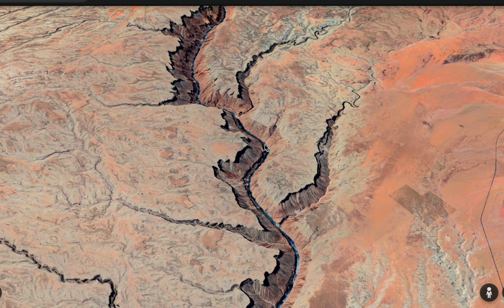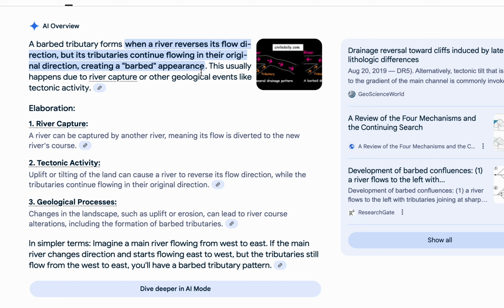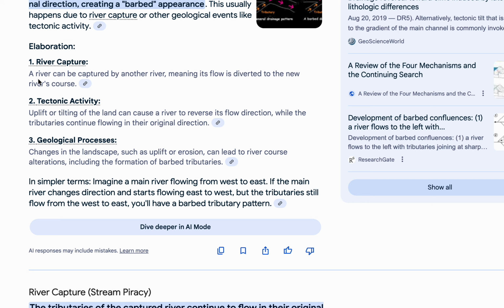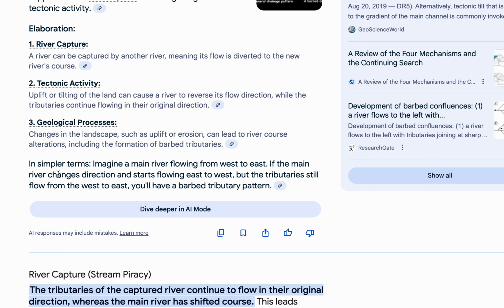A barbed tributary forms when a river reverses its flow direction, but its tributaries continue flowing in their original direction, creating a barbed appearance. This usually happens due to river capture or other geological events like tectonic activity. So what's river capture? A river can be captured by another river, meaning its flow is diverted to the new river's course. Okay, this part's good here.